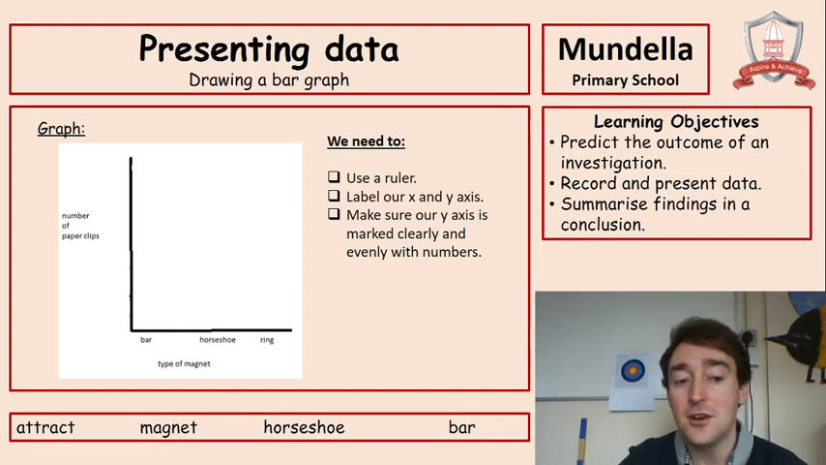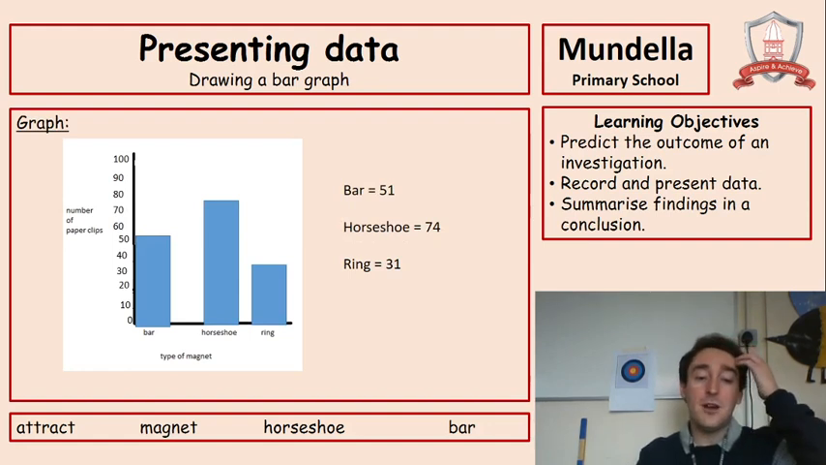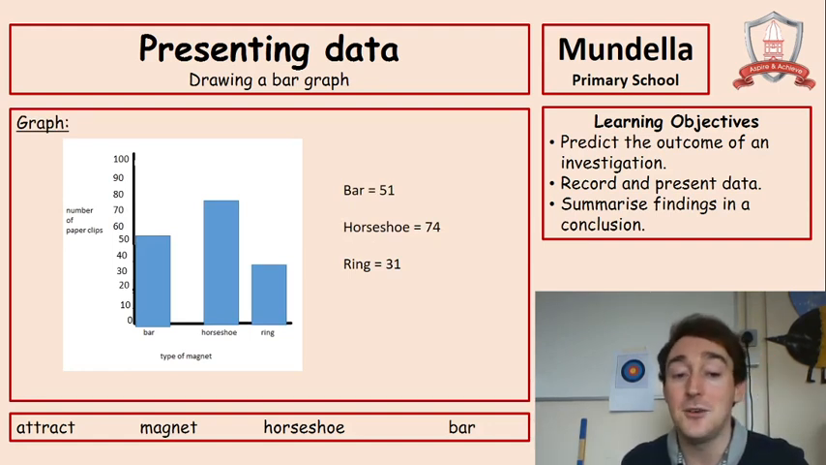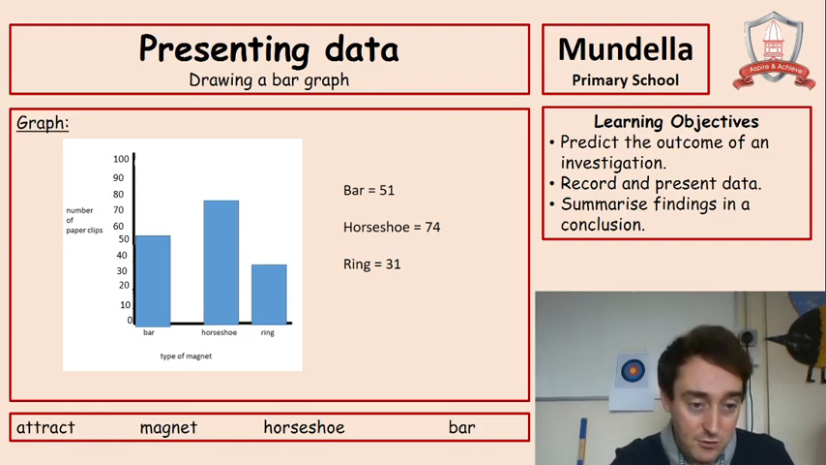Okay, let's have a look at the graph that I have. There we go. So I've done my bars, I've coloured them in blue, but you can colour yours in whatever colours you like. So number of paper clips, that's what I was saying there. We've gone all the way up to 100. And I've put the results by the side too. I said bar had 51. Let's check. 10, 20, 30, 40, 51. Good. Horseshoe. 10, 20, 30, 40, 50, 60, 74. Okay. And ring 10, 20, 31.